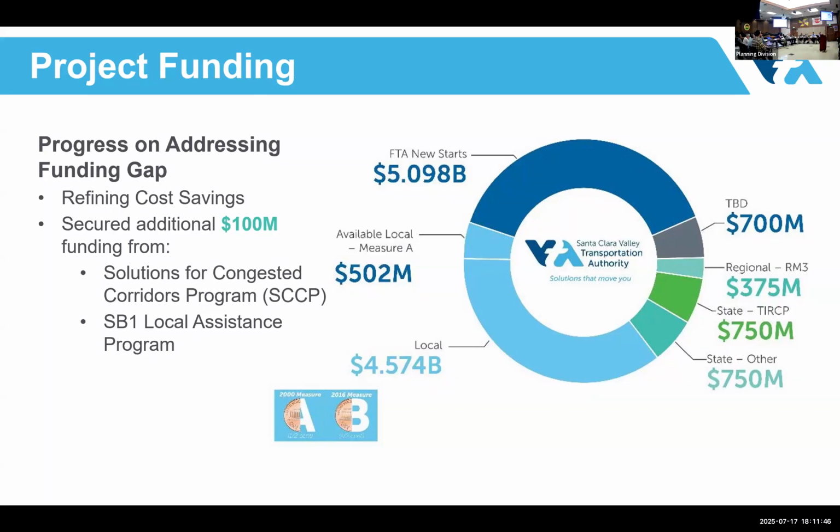A little recent good news that we've had is one of the ways we've been trying to fill that gap is not only reduce costs of the project, but also look for other sources of funding. And we just secured $100 million from the state this past month to help us close that gap from the SB1 program. So that was a major milestone that we can all celebrate. The state continues to fund this project and has done so continuously over the last 20 years and really sees its potential for our riders.